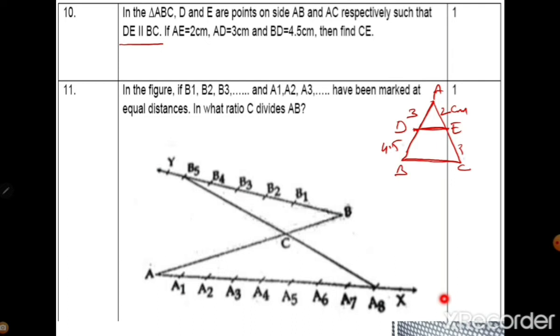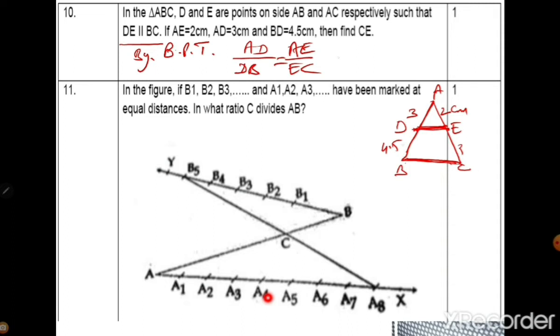Now children, which theorem is this one? From the diagram we can judge it. If one side is parallel to another side and divides the other two sides at distinct points, then the ratio of the two sides will be equal. This is the BPT theorem. So by BPT, basic proportionality theorem, the ratio of sides will be equal. That is AD upon DB will be equal to AE upon EC. Got it? Because one side is parallel to the other side and divides the other two sides in the same ratio.